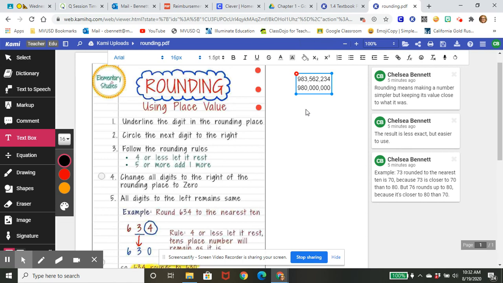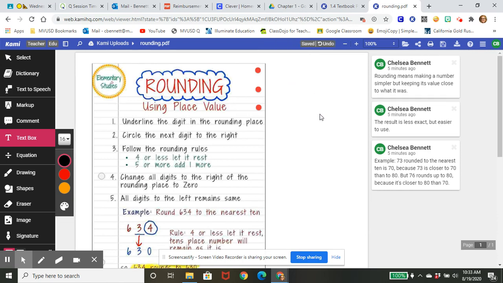How did I decide to keep the 98 but simplify the rest? How did I decide to keep it at 980 instead of going up to 990 or going down to 970? So that's what we'll talk about today. And we use rounding to make things easier. I do want to say the result is less exact, okay? But it's easier to use. All right. So let's look at our question.